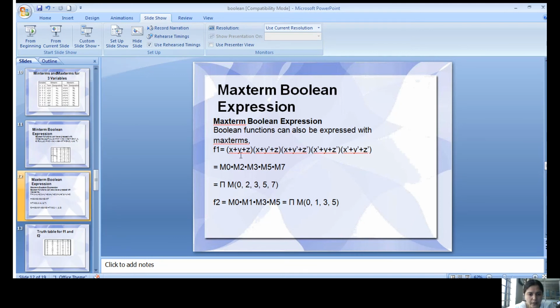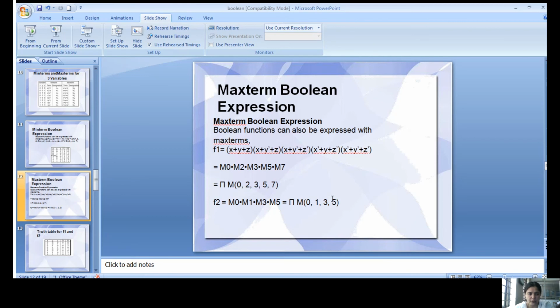So now the max term Boolean expression. How will you write that in the truth table? Now f1 is equal to, there we were seeing that it was sigma. Here it is pi. As you all know, for max term it is capital M, and there it was small m. So f1 is pi M 0, 2, 3, 5, 7. Okay. F2 they have given as pi M 0, 1, 3, 5.